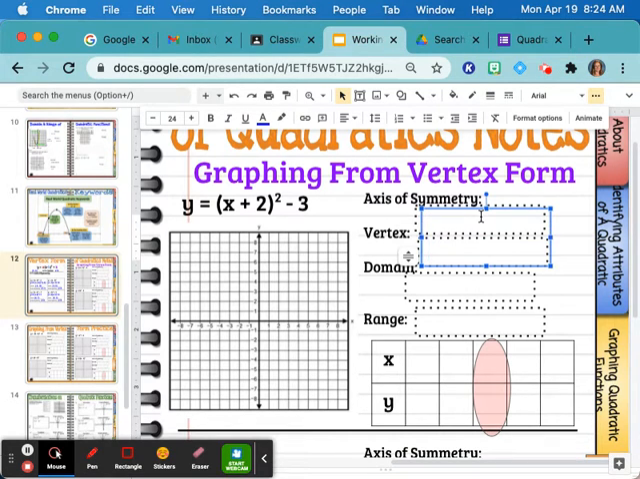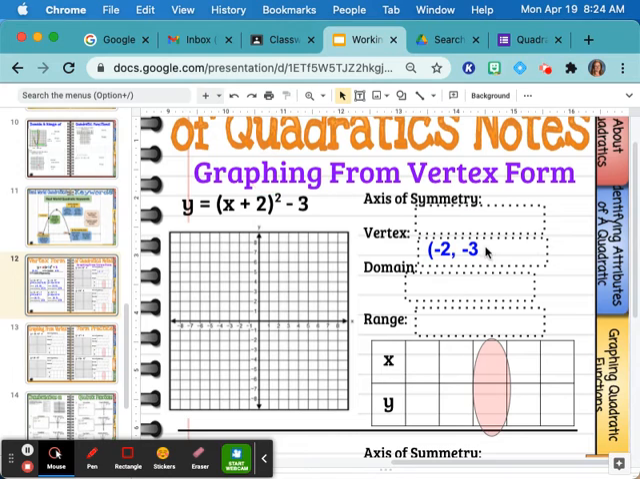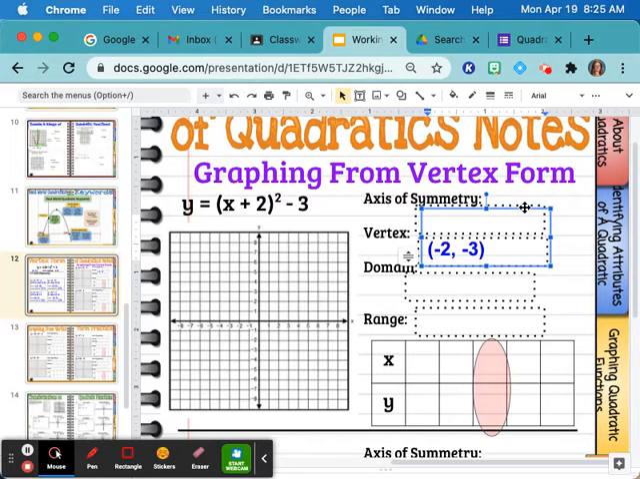Well, let's do our vertex first. H, K. This says plus 2. So what would the H value be? Negative 2. And the K value is negative 3. Make these bold. Now I'll go back up to the axis of symmetry. The axis of symmetry is the x value of our vertex. So x equals negative 2.